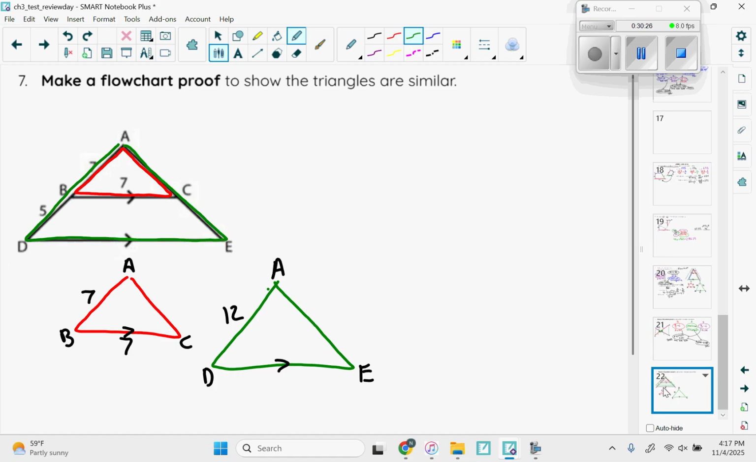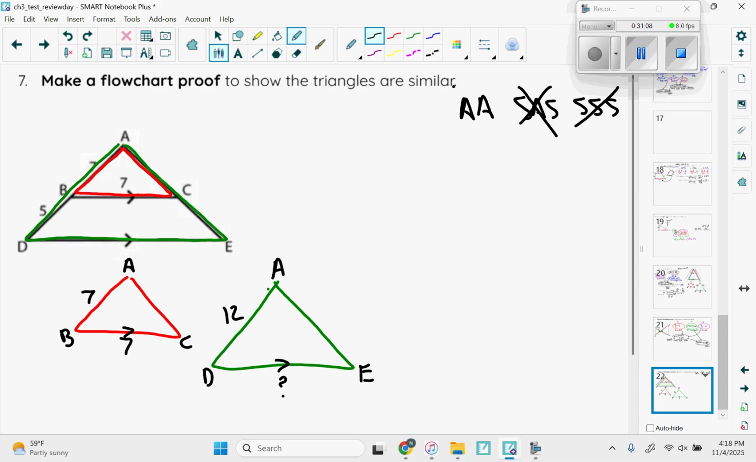Make a flowchart proof to show the triangles are similar. So just like every overlapping triangle problem, the first thing I'm going to do is redraw it into two separate triangles. And when I do that, it's pretty clear that of my three shortcuts, I don't have all the sides labeled, so I can't do side, side, side. Just looking at it initially, I don't have two pairs of sides, so I'm missing this side that corresponds with the 7 on the bottom here, so I can't do side, angle, side.